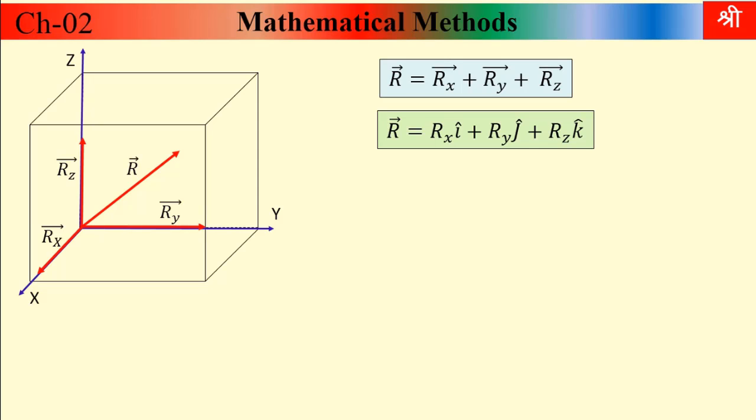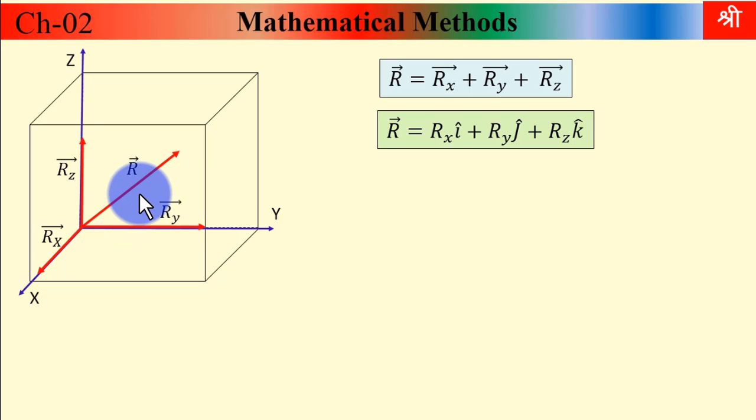Today we are going to solve some more examples from this second chapter of 11th physics, and the chapter is mathematical methods. In previous two videos we have solved some numericals, and all those numericals were based on law of parallelogram. Today's problems are based on this concept of rectangular components of a vector.